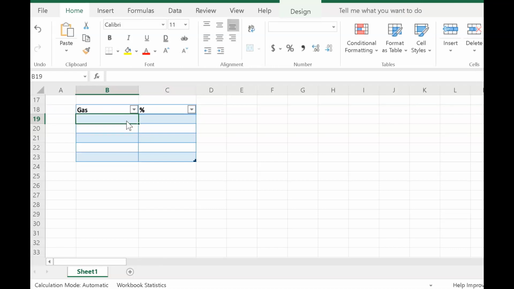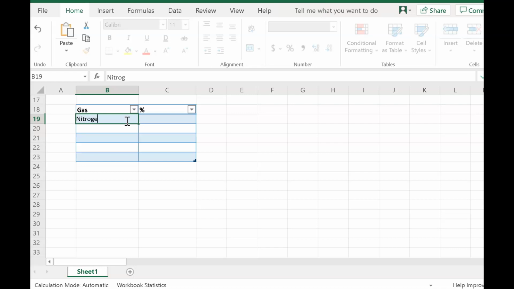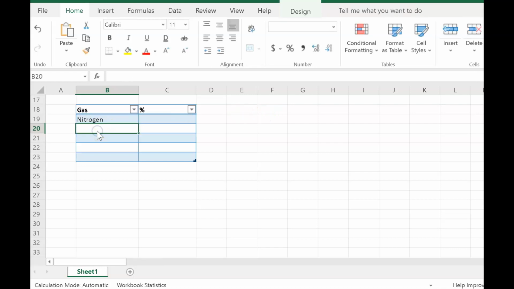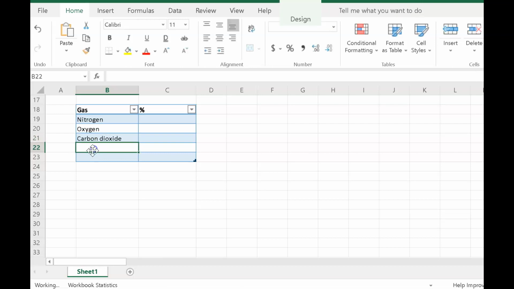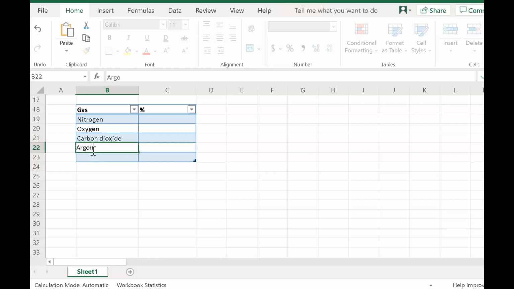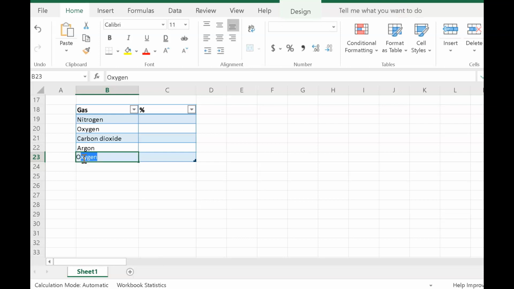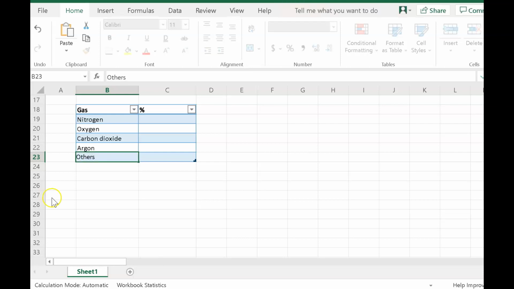All right, and we have nitrogen, we also have oxygen, we have carbon dioxide. Well, actually, let's do this. Carbon dioxide, argon, and others, because we have to have 100% at the end.